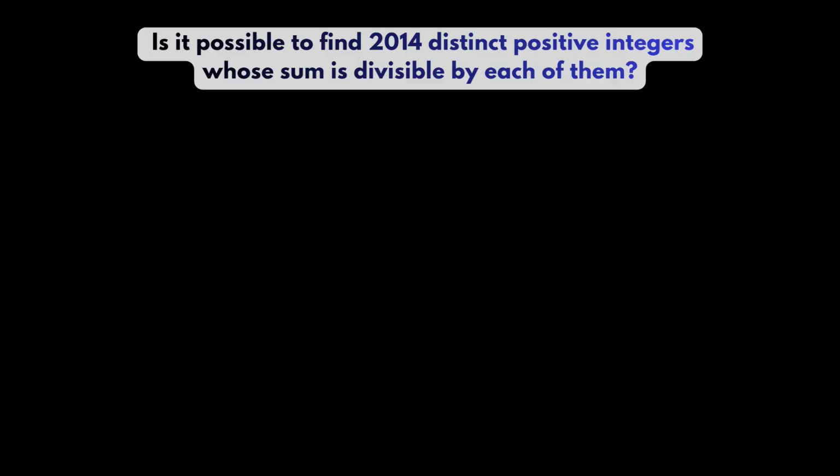Is it possible to find 2014 distinct positive integers whose sum is divisible by each of them? This might not be very clear how to solve, so you need to think about it a bit. Let's take a look at this example: 1, 2, and 3, this set of numbers. The idea is that if I add all the elements, which is going to be 6, is 6 divisible by each element in that set? 6 is divisible by 3, by 2, and by 1. So the idea is: can you find 2014 distinct positive integers like that?